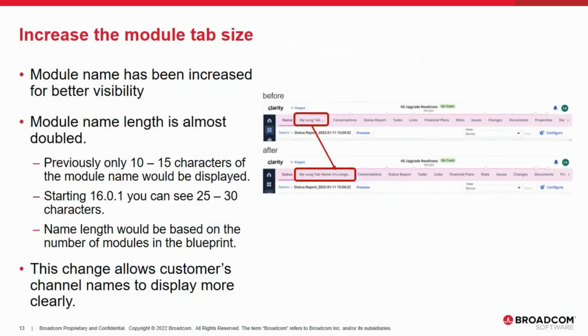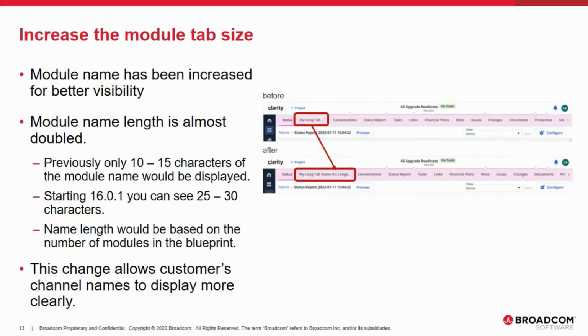Finally, the change we are doing for the module tab size increase is customers that create channels can give the channel their own name. However, after too many tabs being added to the blueprint, you will notice that it is hard to read the name of the channel clearly because it's all condensed. Moving forward, we've almost doubled the length of the size that we will be displaying. So if you have a long channel name, we will be able to display quite a bit of it.